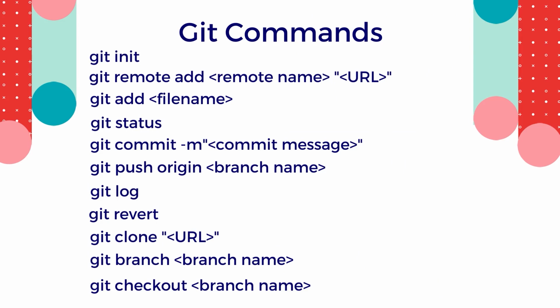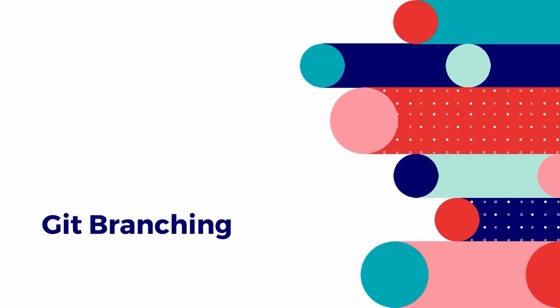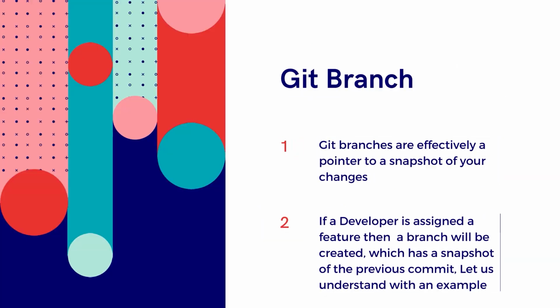As a part of Git commands, we have discussed a bit on Git branching. Now we will try to understand the concept of branching in detail. In simple terms, Git branches are effectively a pointer to a snapshot of your changes. If a developer is assigned a feature, then a branch will be created, which has a snapshot of the previous commit. Let us understand with an example.